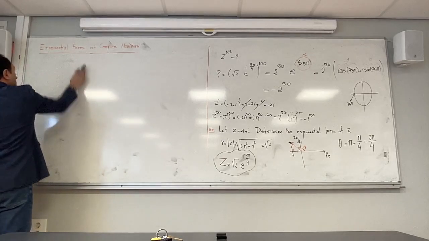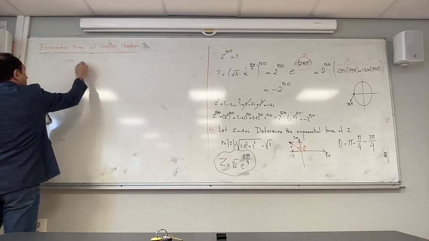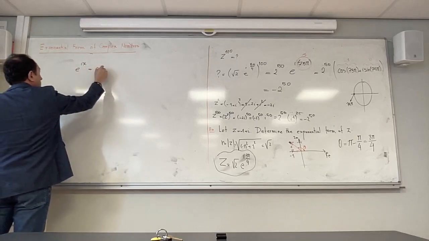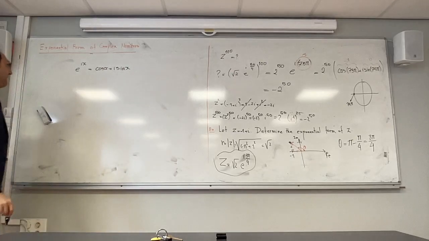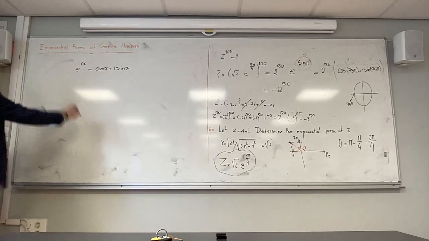So this was the Euler formula, but there was a constraint. I was not allowed to use Euler's formula unless x is a real number. Yes, x is a real number.